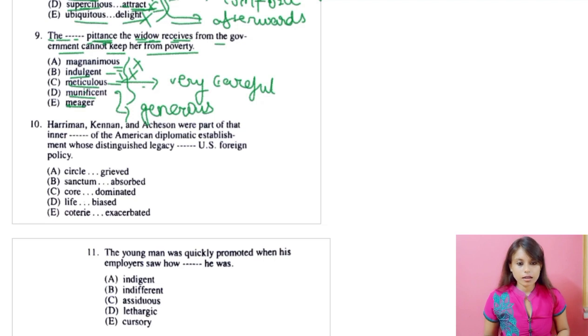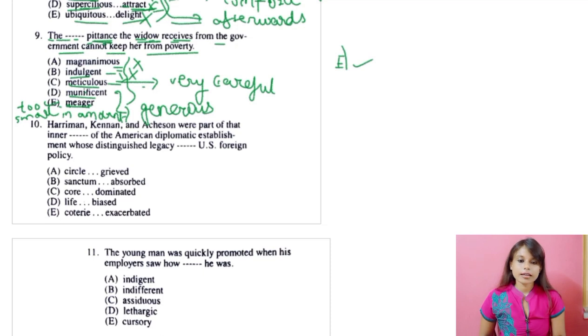Okay, the last option's spelling is wrong. It will be GRE, not GER. So meager, it will be meager. Meager means too small in amount, not in any other thing, in amount only. So we can say that this can go, because they are already talking about the small amount of pittance. So we can choose meager, which is too small in amount. Like the money which she was receiving was too small in amount. So we can choose this as the correct option. So I would rather choose E, because all the other options are just not going.